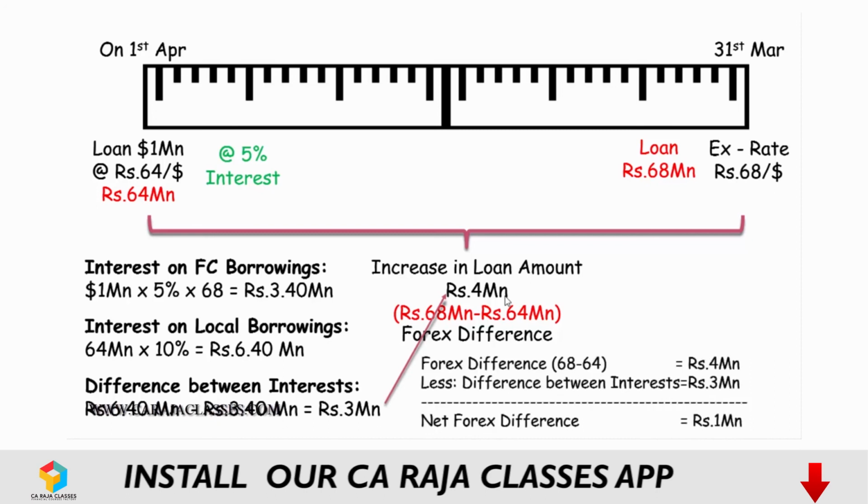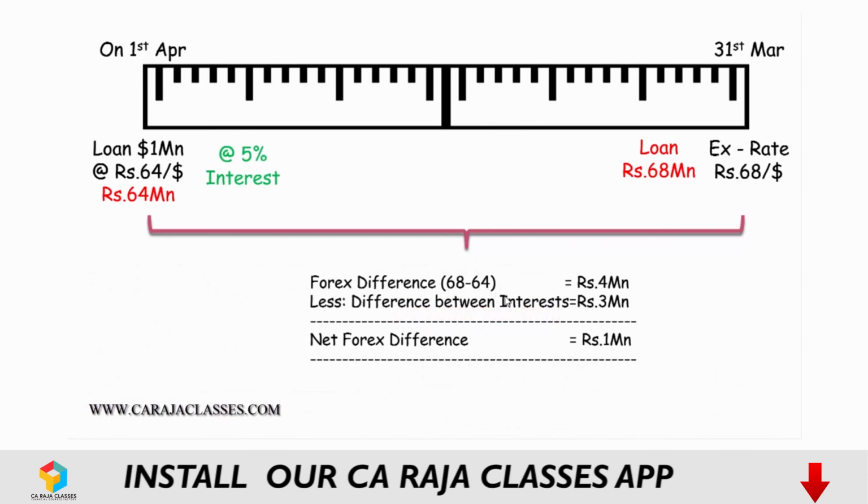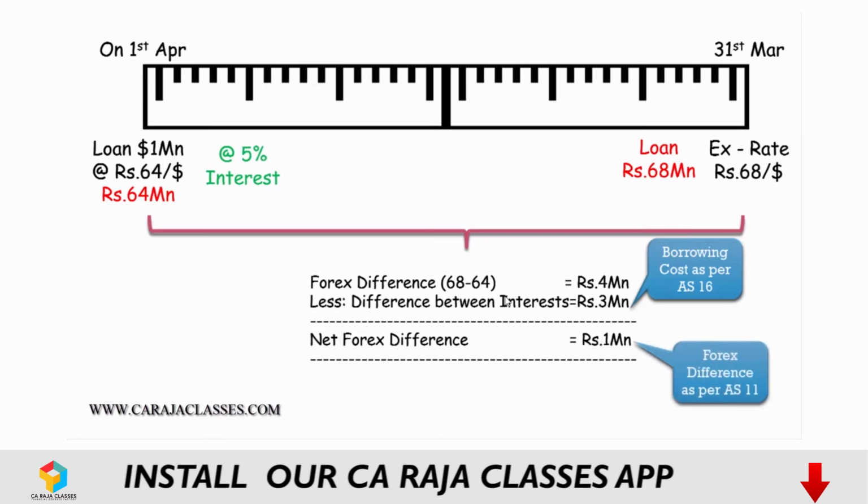So what we have to understand is there is a total forex difference of 4 million, which includes the difference between interest of 3 million. It means the net forex difference is 1 million only. So let's be very clear. This 3 million, that is the difference between the interest, will be accounted as borrowing cost as per AS 16, and the net forex difference, that is the balance difference, will be dealt as forex difference as per AS 11.